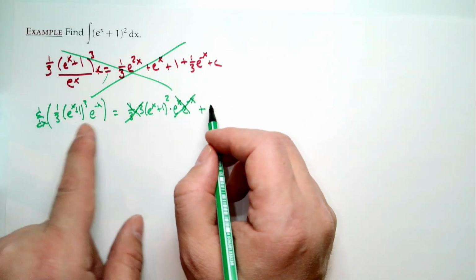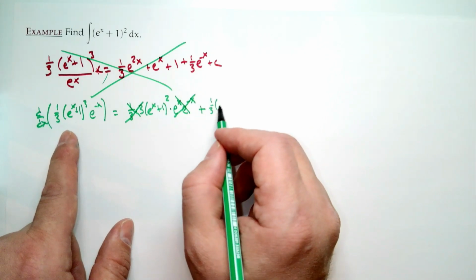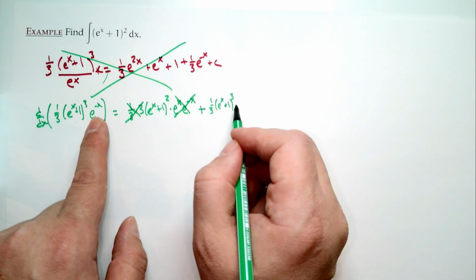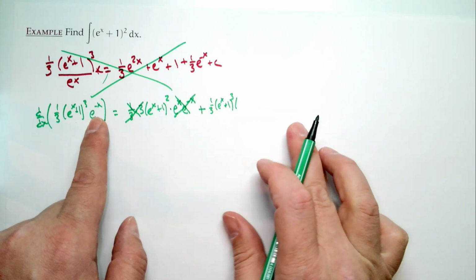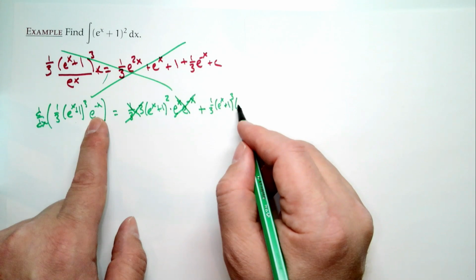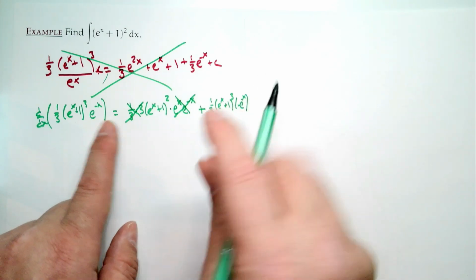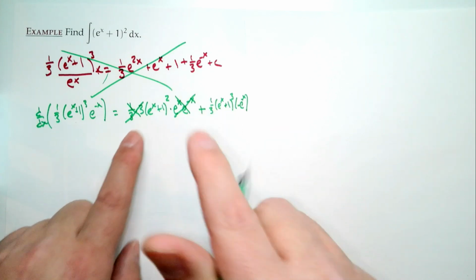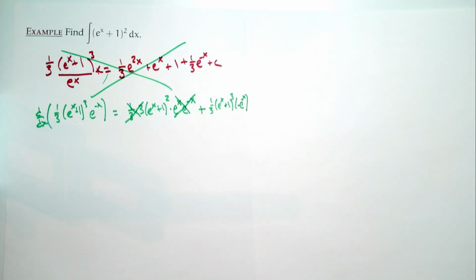Plus, there's other stuff. 1/3 e to the x plus 1 quantity cubed times the derivative of e to the negative x, which is minus e to the minus x. And this part matches, but this does not. So this is why it's not just as simple as, oh, I can divide through by the derivative of what's on the inside. So unfortunately, that will not work. So please don't do it.